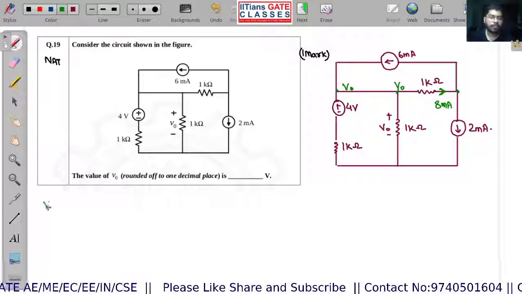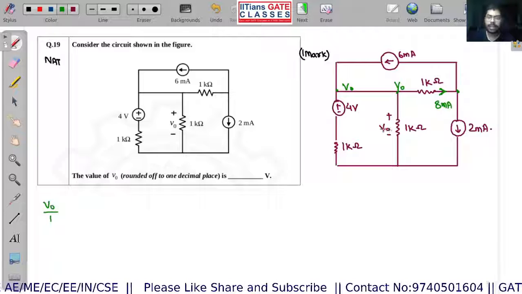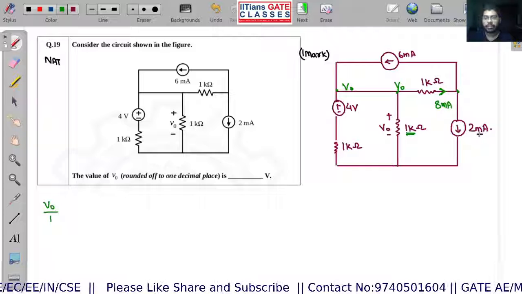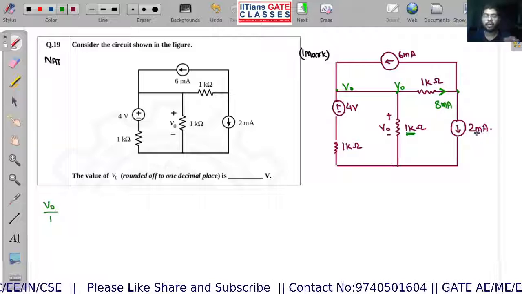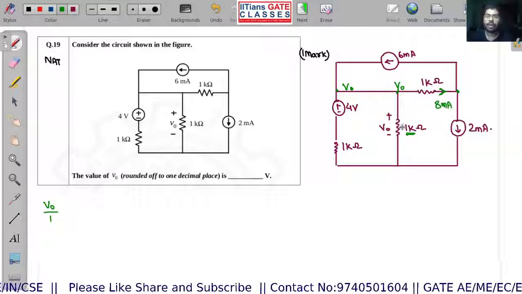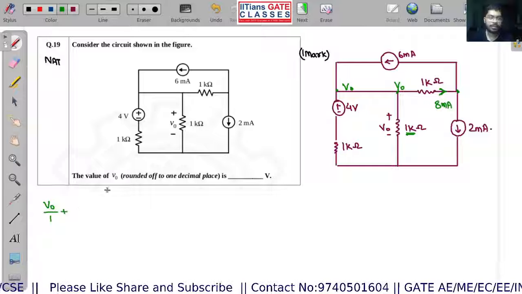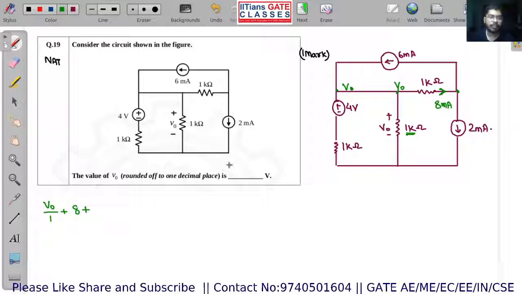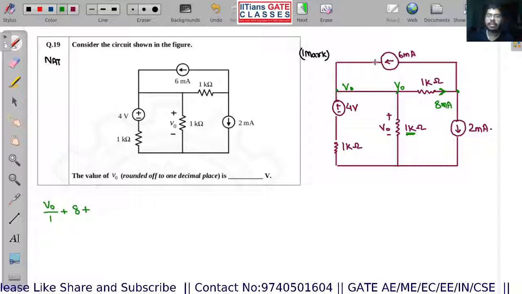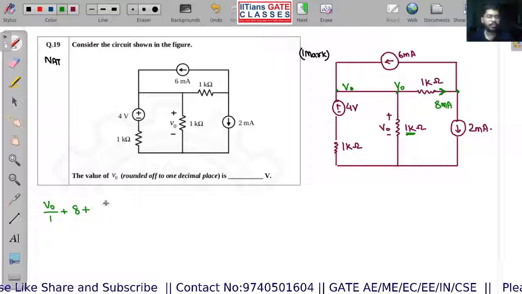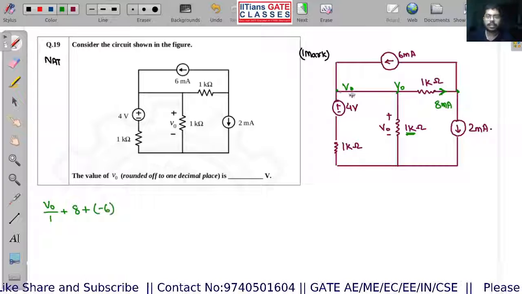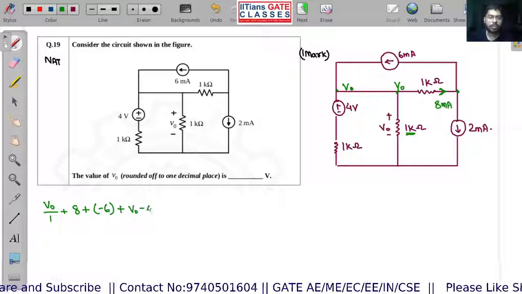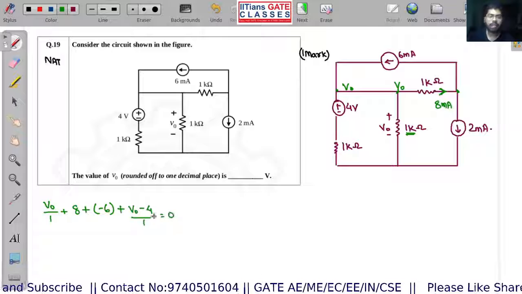So this will be what? V naught by 1, as this is 1 kilo ohm here. Here everything is in kilo ohm and milli, so basically kilo and milli, they are going to cancel each other. Okay, so V naught by 1 plus 8 milliampere, it is going away from the node. So plus 8. So here what it is, 6 milliampere is coming inside, minus 6, and here what can I write? I can write it like this, V naught minus 4 by 1 equal to 0.